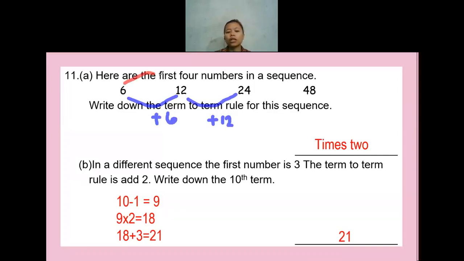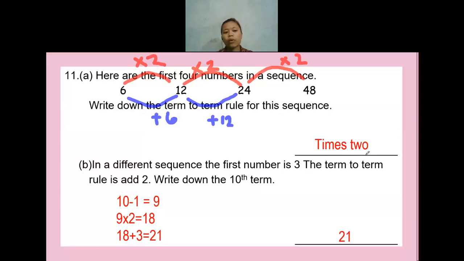From 6 to 12, we can multiply by 2. Now we check from 12 to 24. Can we get it by multiplying by 2? Yes, 12 times 2 equals 24. 24 to 48 is times 2. That's why the term-to-term rule in here will be times 2.